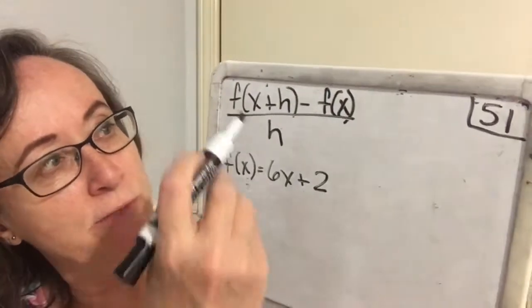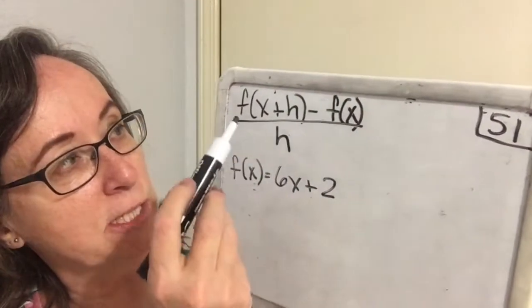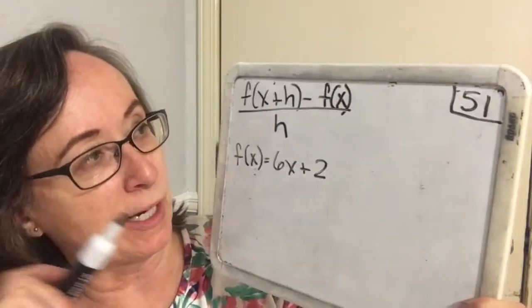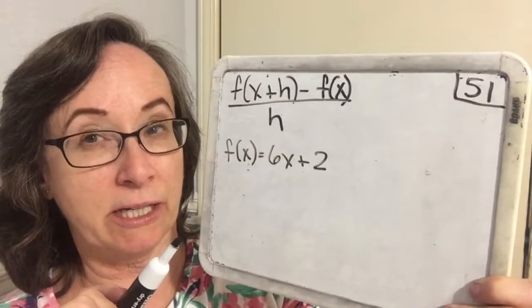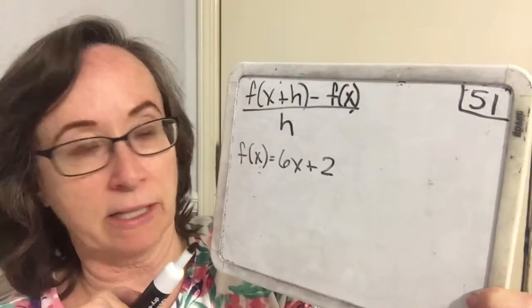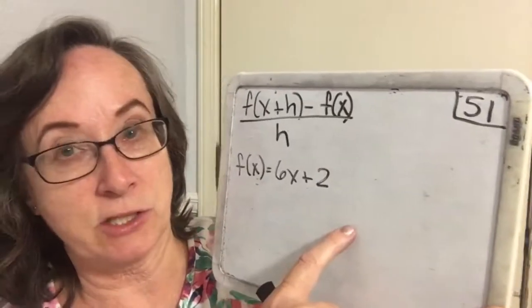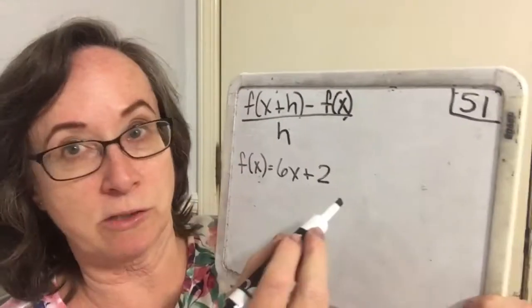We have our difference quotient formula here, which is f of x plus h minus f of x all over h. Remember, I told you that's going to be a very useful formula when you get into calculus. We got f of x is 6x plus 2. So this is our original function here.